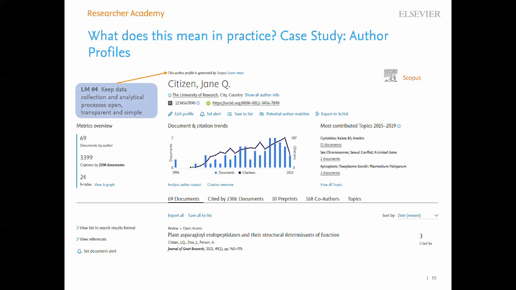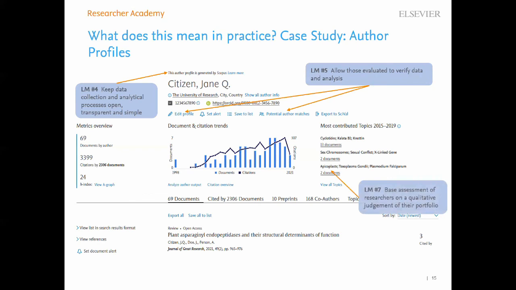And if this author wants to check the data and analysis on her profile, she has the ability to do so, because she can check whether we have all of the correct publications matched to her name. Principle 7 asks us to base assessment of researchers on a qualitative judgment of their portfolio. So you see, we don't just display numbers, but also include terms or words that depict the topics this author is connected to via her publications, thereby highlighting her research expertise. We talked a moment ago about avoiding misplaced concreteness or false precision.